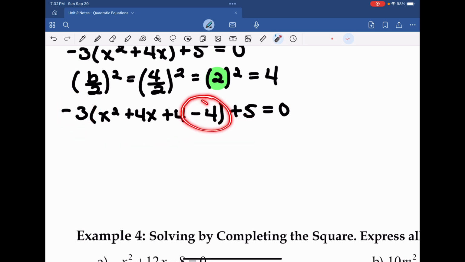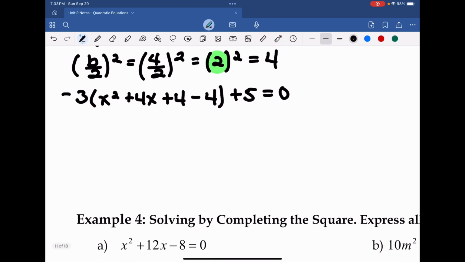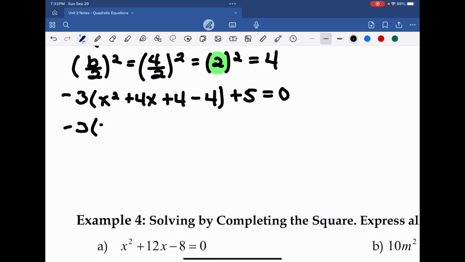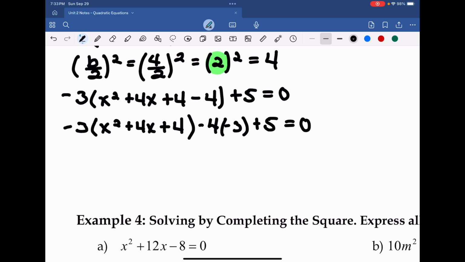We must multiply the negative 4 by the, not the exponent, but the coefficient negative 3, because if that 3 is connected to it, in order to remove this out, we must multiply it by the leading term. So this is going to become negative 3 x squared plus 4x plus 4. We're going to leave the positive 1. We're going to remove that negative 4, but we must multiply it by the negative 3 out front. Plus 5 is equal to 0.